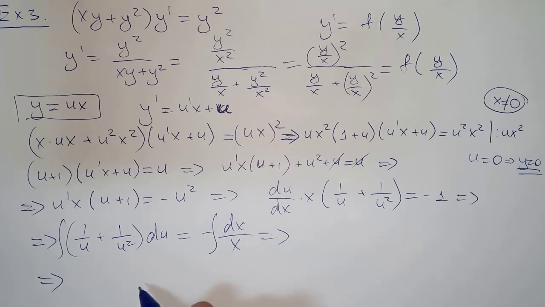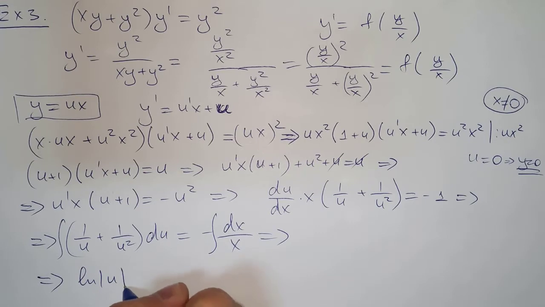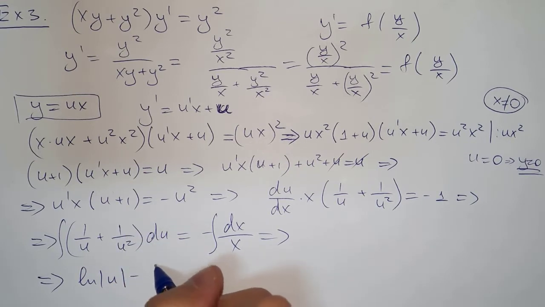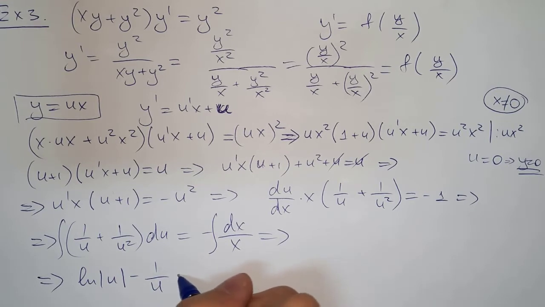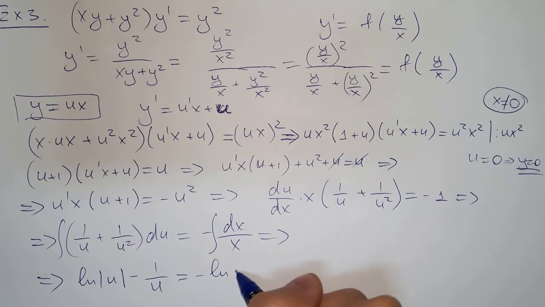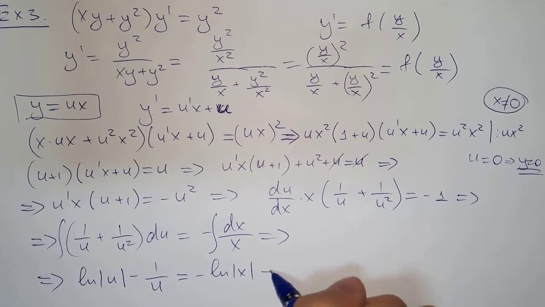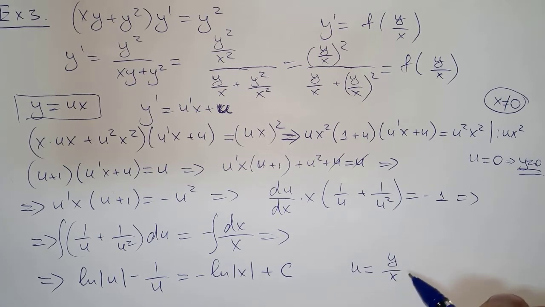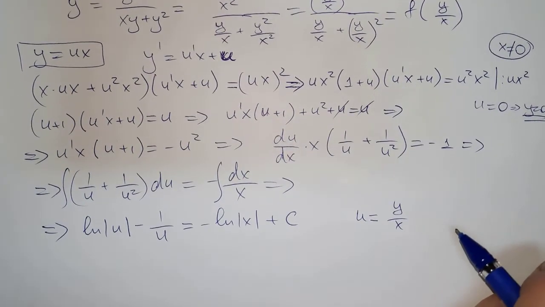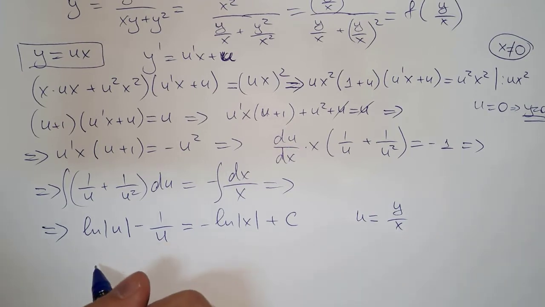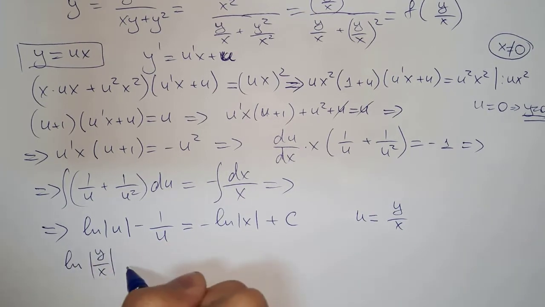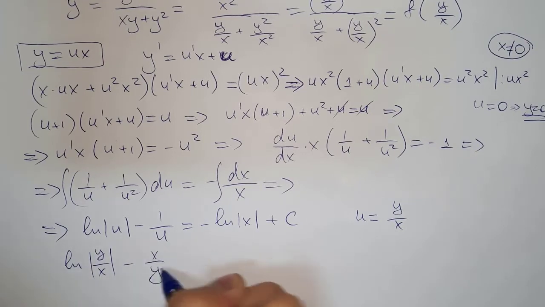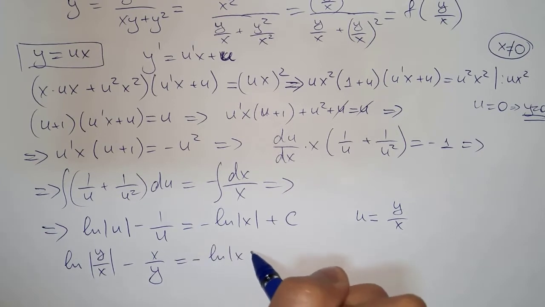So it will be the natural logarithm of u minus 1 over u, and the right side is minus the natural logarithm of x plus a constant. However, u is y over x, so we can substitute u now, and we'll get the natural logarithm of y over x minus x over y equals minus the natural logarithm of x plus c.